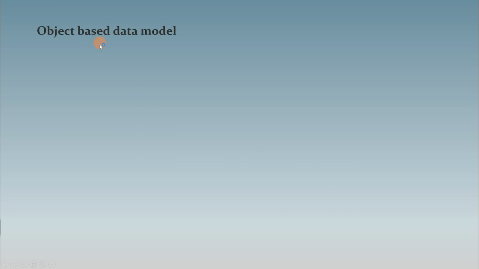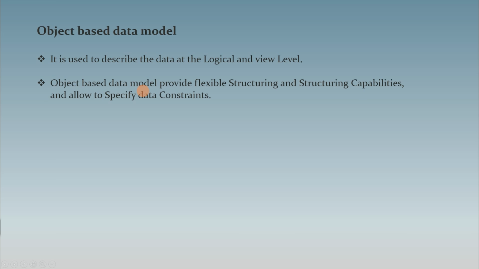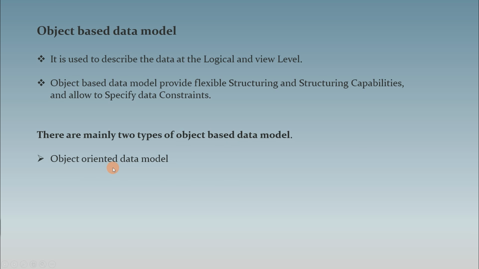So now, the object-based data model. It is used to describe the model at the logical and view level. The object-based data model provides flexible structuring capabilities and allows us to specify data constraints. We have already discussed the logical and view level in the previous video, so you must already be familiar with that. There are mainly two types of object-based data models: the object-oriented data model and the entity relationship model.